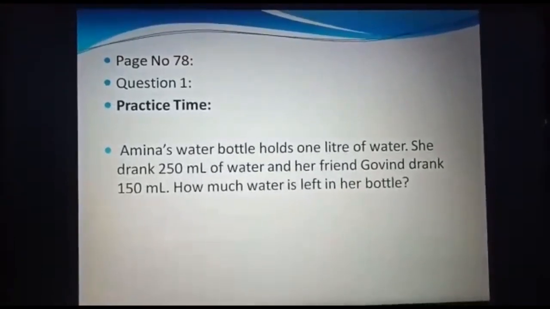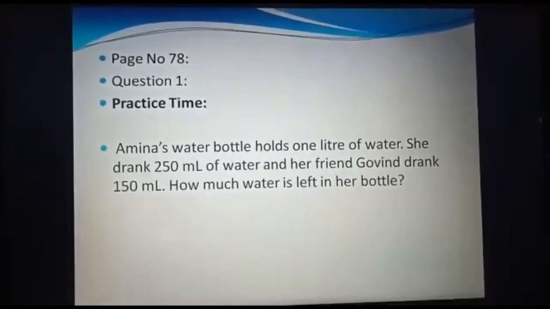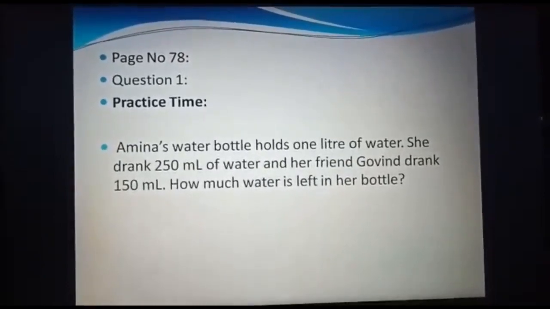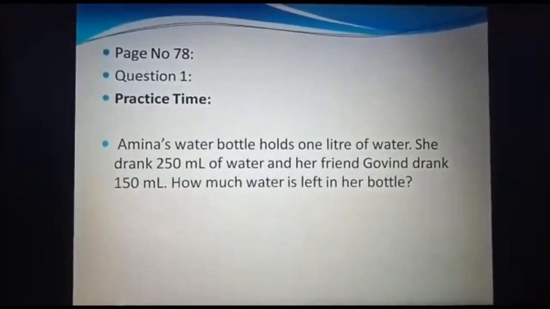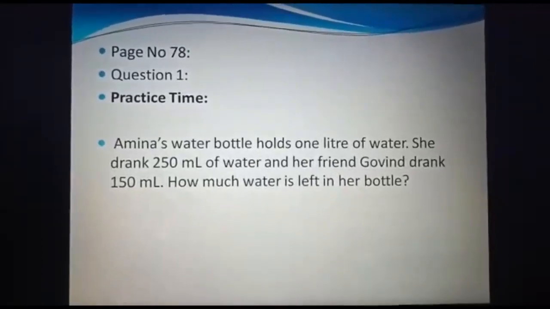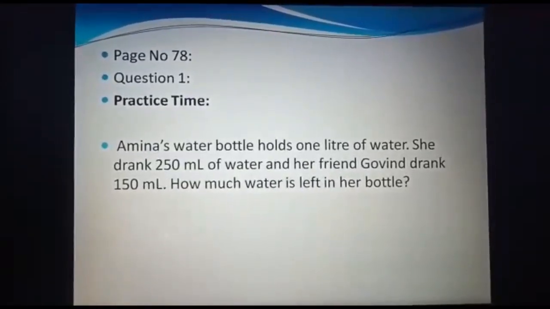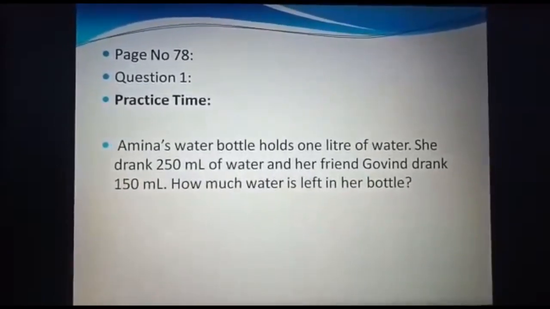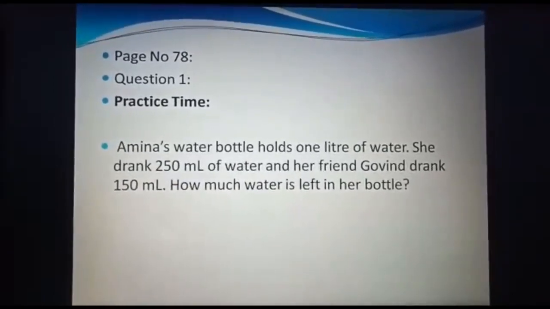Page number 78, question number 1. So here the question is, Amina's water bottle holds 1 liter of water. She drank 250 milliliter of water and her friend Govind drank 150 milliliter. How much water is left in her bottle?